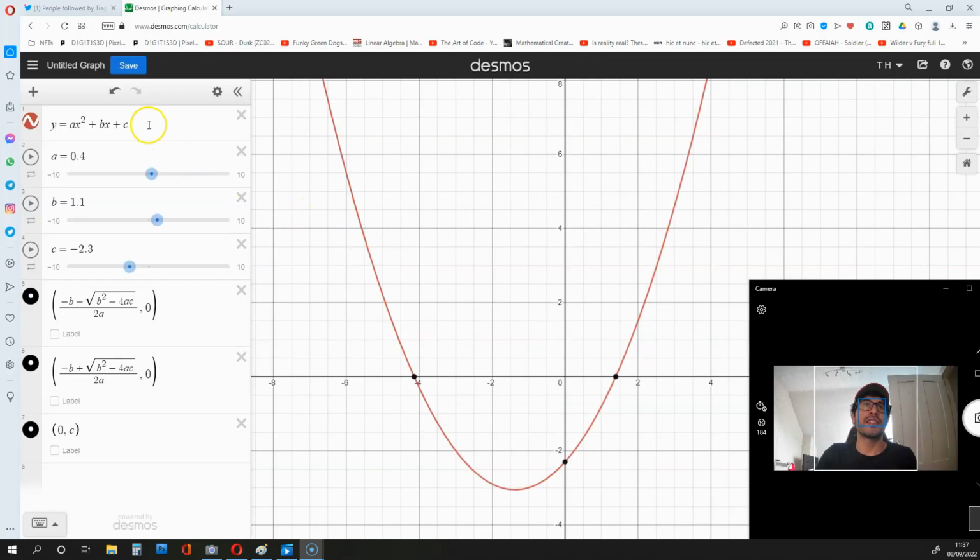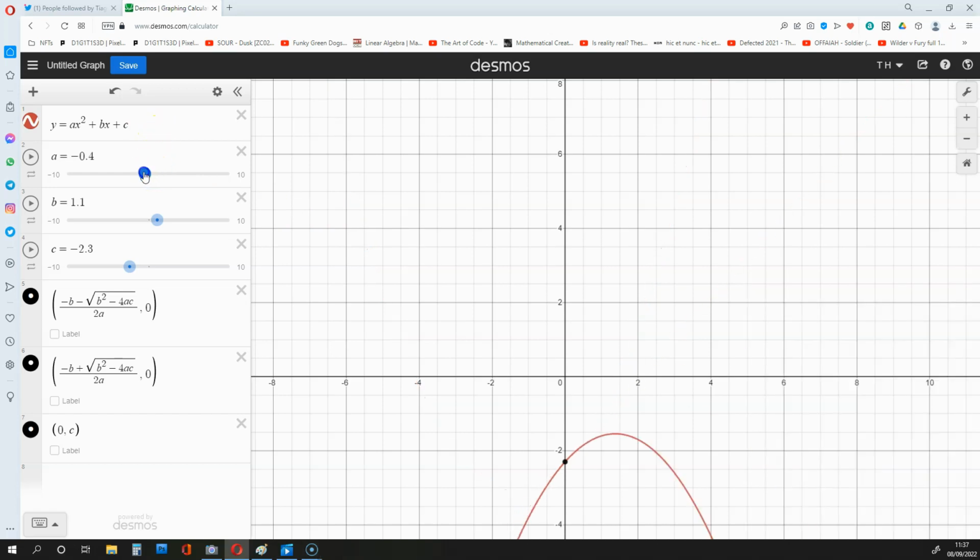Now there is something to note about these types of graphs. You won't always get x-intercepts. So I'll show you why. Let's move these variables. As you can see here, if c changes too much, this graph does not touch the x-axis. Under these circumstances, there will be no solution for x when y is equal to 0.